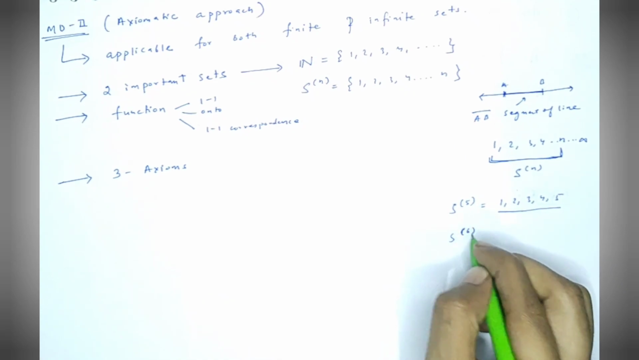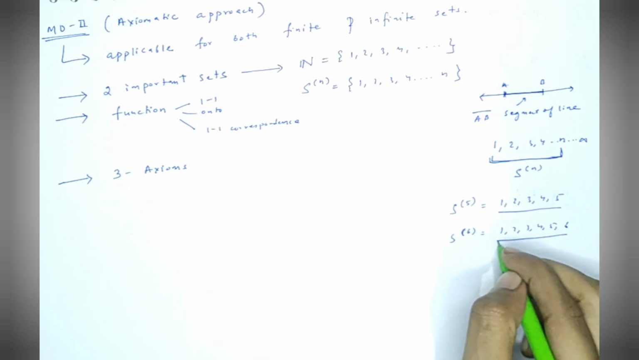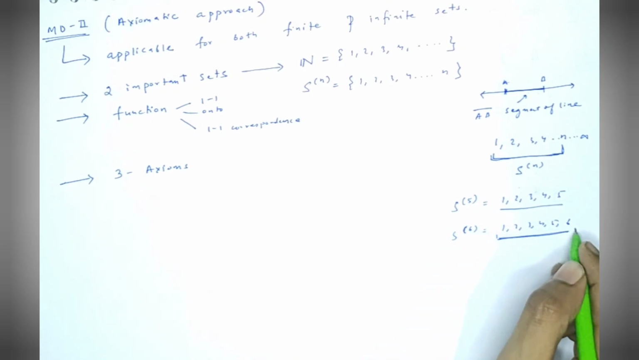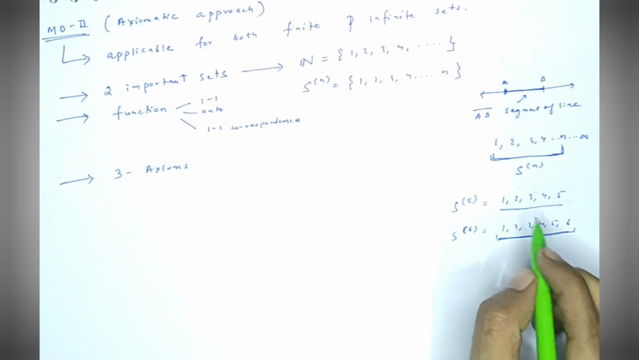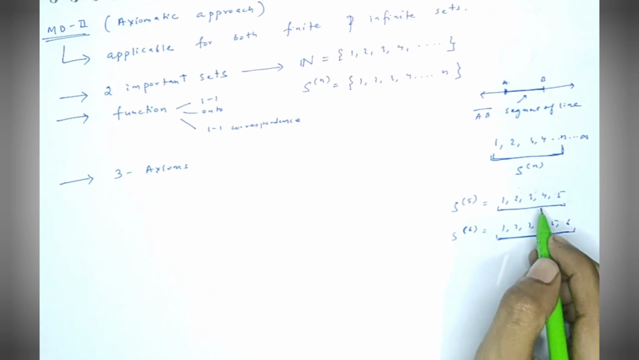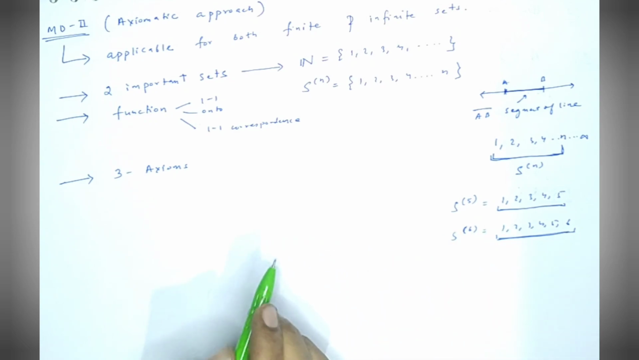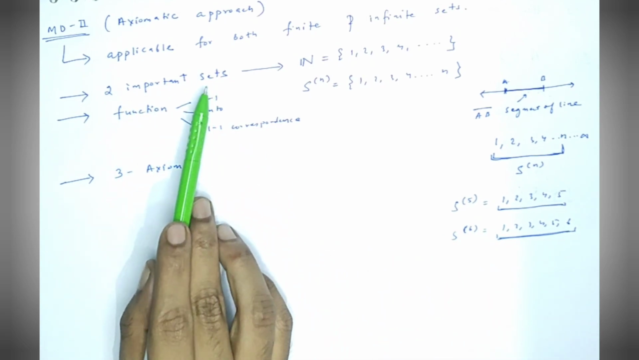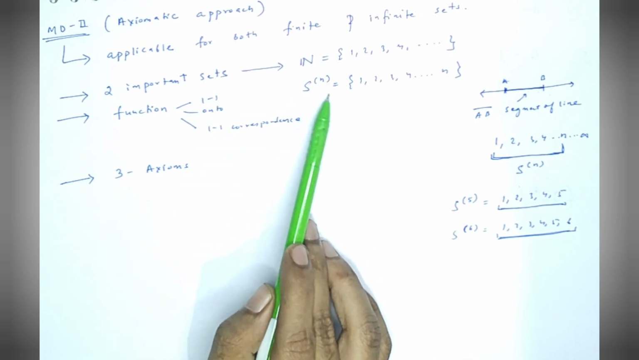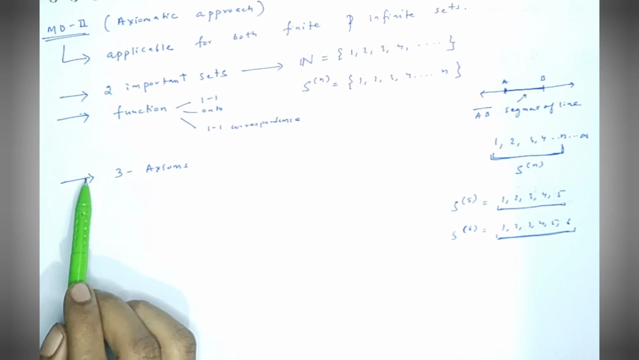Similarly, S6 is 1, 2, 3, 4, 5 and 6. This is also a segment of natural numbers. Not all natural numbers, but a segment of natural numbers. This is the first 5 segment, therefore it's called the initial 5 segment of natural numbers. This is called the initial 6 segment of natural numbers. So, two important sets we require in method 2 are the set of natural numbers, the infinite natural numbers, and the initial segment of natural numbers. Second, a concept of function, and third, three axioms.